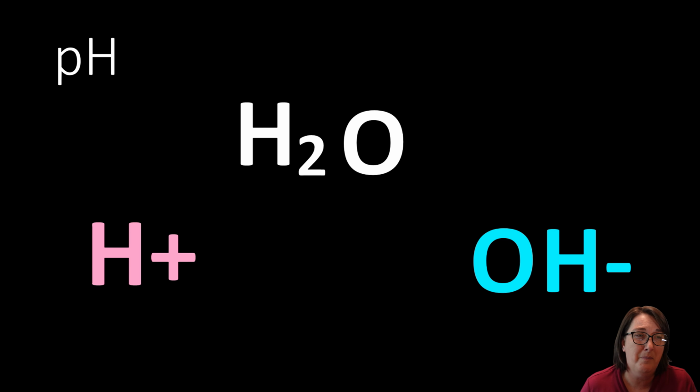So when we talk about pH, we need to discuss water. Water, of course, is H2O. We know that it is going to be a polar molecule. We know oxygen is very electronegative, and this is one of the reasons why water is able to do what it does. Water can dissociate, and when it dissociates, it can go into what's called a hydrogen ion, which is an H+. It can also be a hydroxide ion, which is an OH negative.